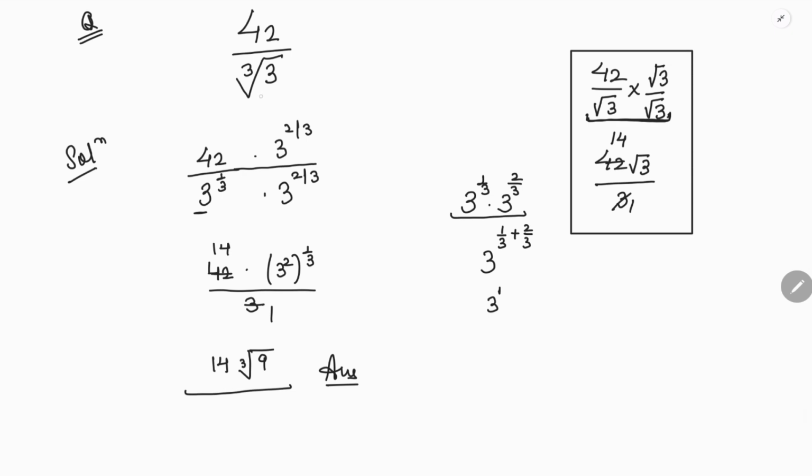Cube root in the denominator, the main purpose is to make a whole number in the denominator, right? So you can cancel it out. So I hope you understood this.